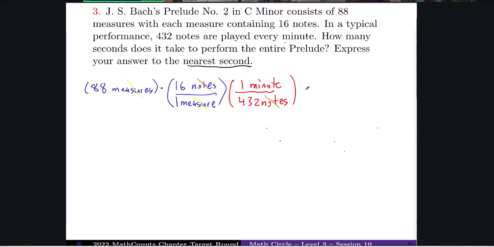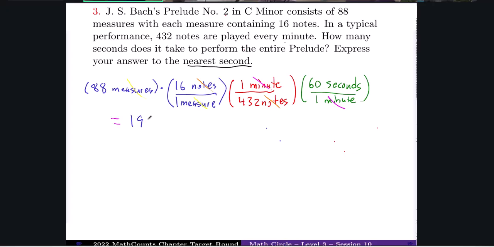So we do one more conversion factor, 60 seconds per 1 minute, which would enable me to get rid of the unit's minutes. So if I have 88 times 16 divided by 432 and then multiplied by 60, we would get an answer, and a calculator is probably necessary to do this.